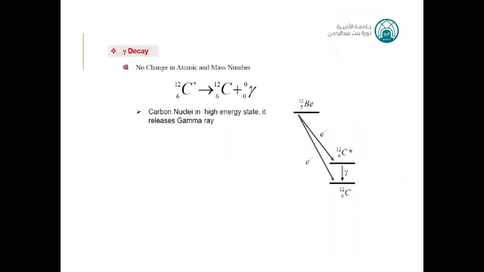Gamma decay. In gamma decay, there is no change in atomic and mass number. Like here, the carbon atom is in a high energy state. The carbon loses some of its energy in the form of gamma rays.